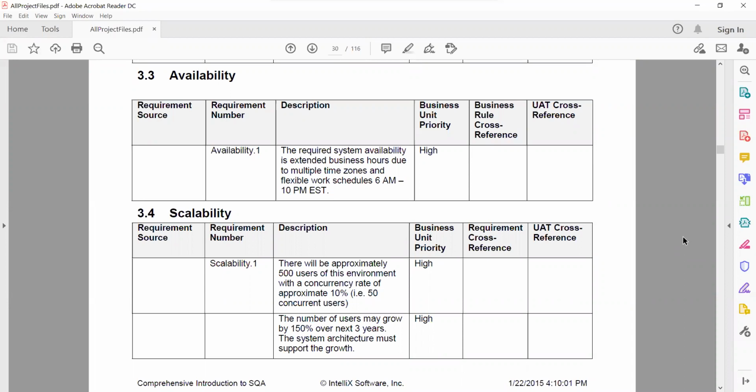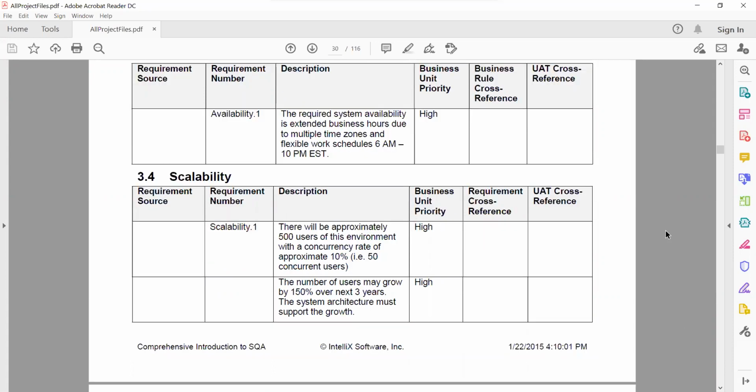The next requirement says that was at the start of the system, but over the next 3 years, I'm going to see my user base grow by 150%. That means it's going to go from 500 to 1250, because 150% of 500 is 750, and you add that to the base number, which in this case was 500. And then 10% of that is 125. So it says that by the end of 3 years, the system should be able to handle 125 concurrent users without any degradation in the performance.